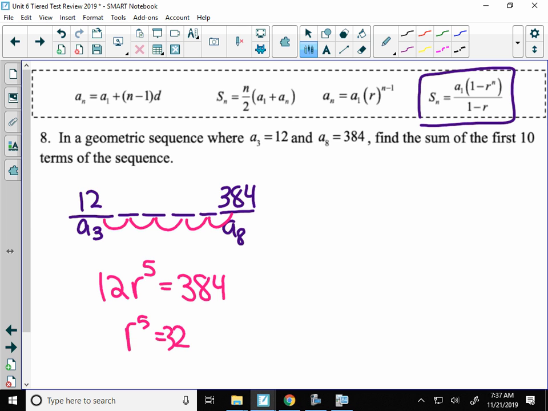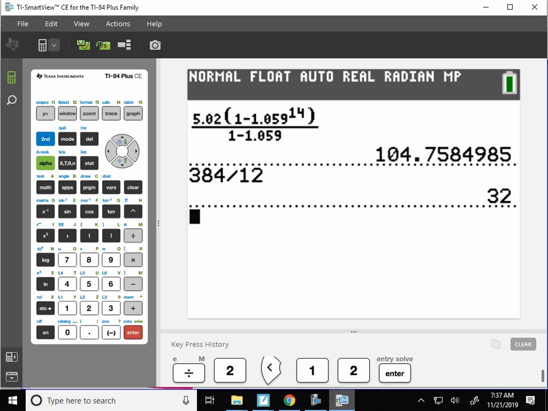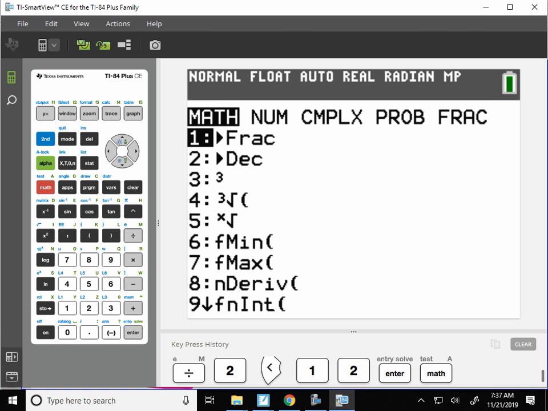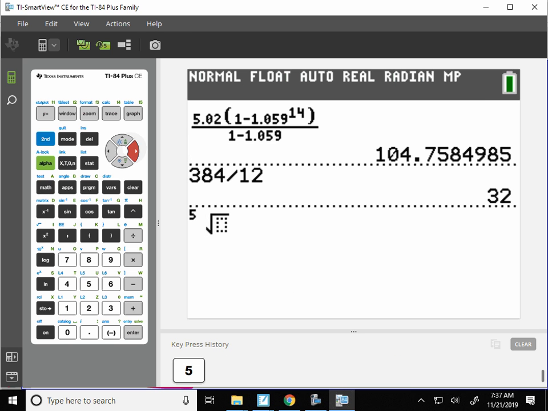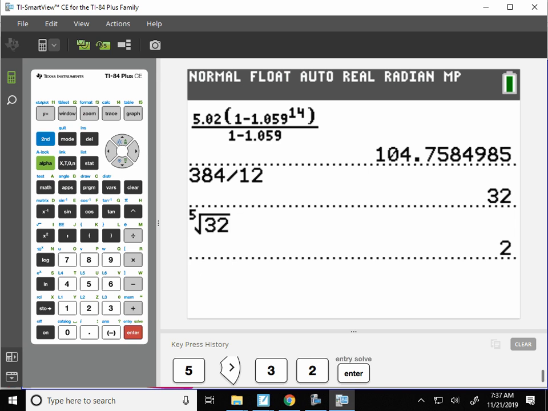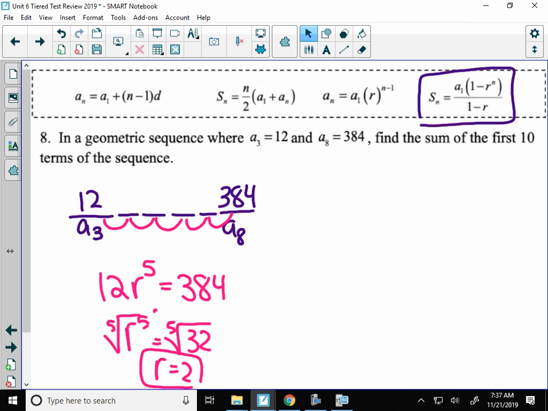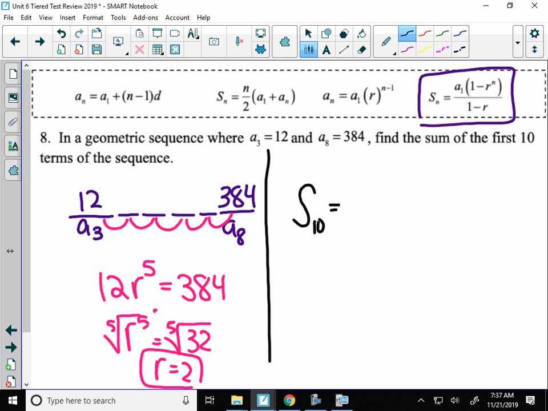And you should know what the 5th root of 32 is based on our last unit. Let me rewrite it. You should know that that r is 2. If you don't, let me remind you where the 5th root is on your calculator. You will go to math, number 5, and then you can type in the 5th root of 32. All right, so to finish this problem here, I know that r is 2, so now I can put everything I know into my sum formula, finding the sum for 10 terms.